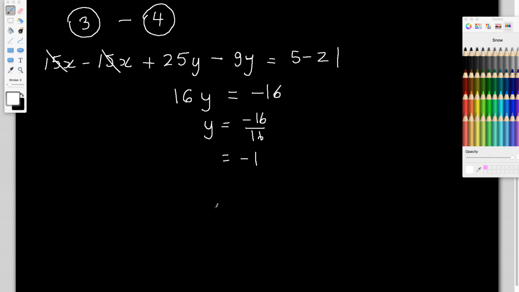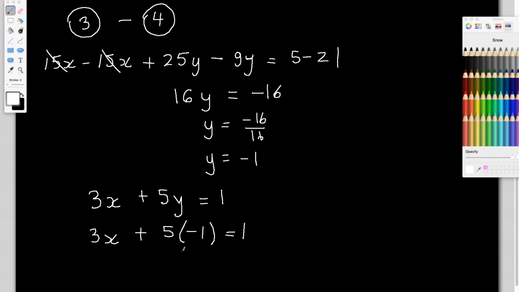Alright, so now what I want to do is use one of my equations from earlier. I'm just going to use equation 1, which looks like this. And I'm going to substitute what I got here for my y value into this rule so that I can solve for x.